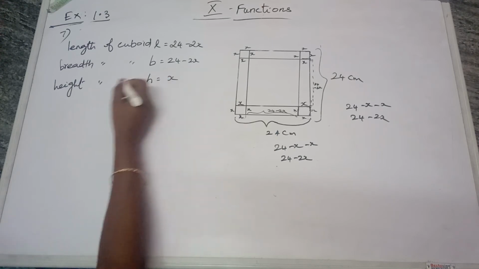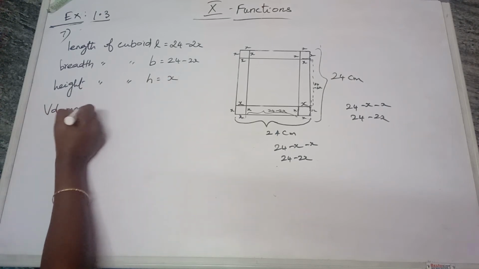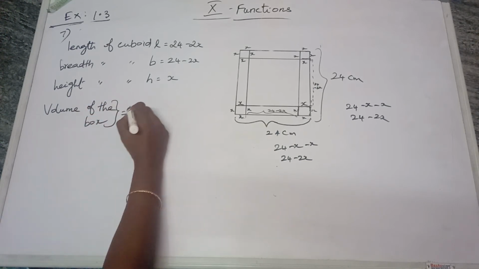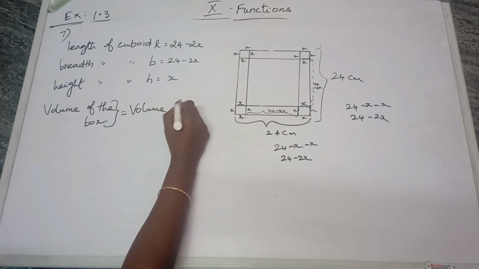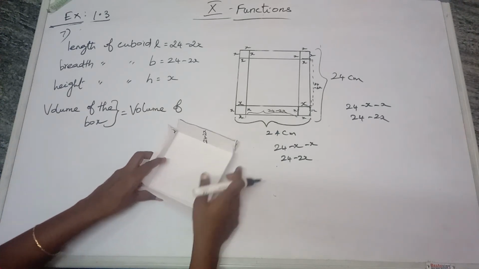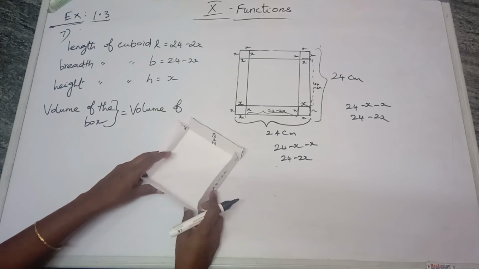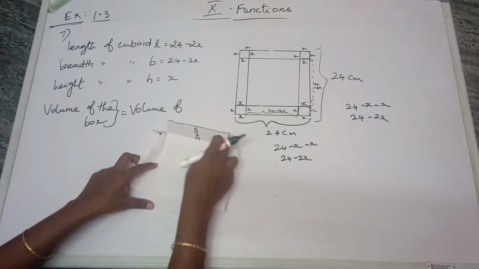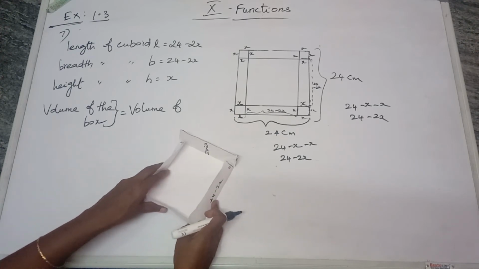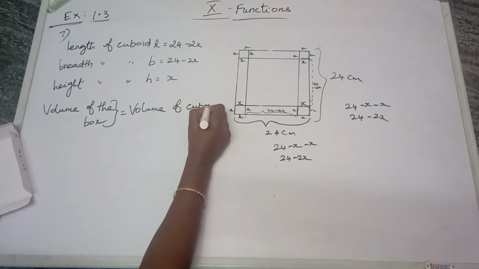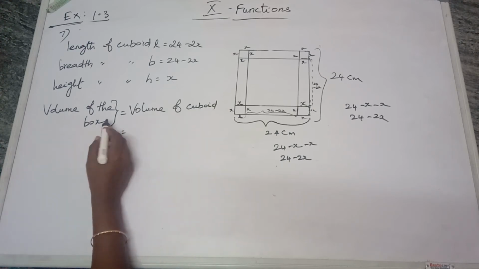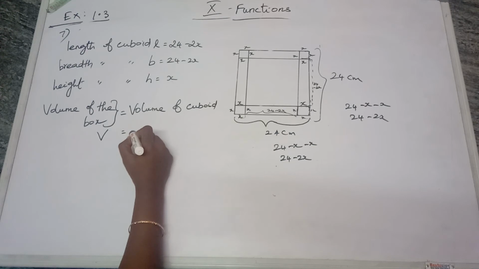And then the volume of the box is nothing but the volume of the cuboid. This is the box. If you find the volume of the box, it is nothing but a cuboid, because after cutting equal squares at the corners we get a cuboid. So what's the formula for the volume of a cuboid? LBH. The volume of the box, V, is LBH.